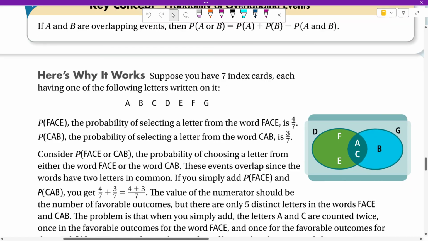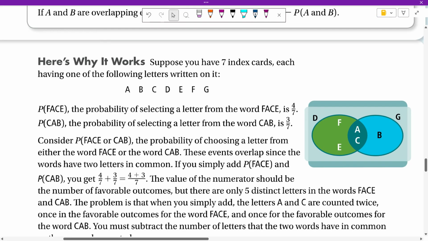Okay, so here's how it works. Suppose you have 7 index cards, each of them with the following letters: A, B, C, D, E, F, and G. So, let's say A, B, and C belong to the blue group. F, A, C, and E. Cab is in the blue group. Face is in the green group. Now, A and C belong to both groups. And D and G don't belong to either group.